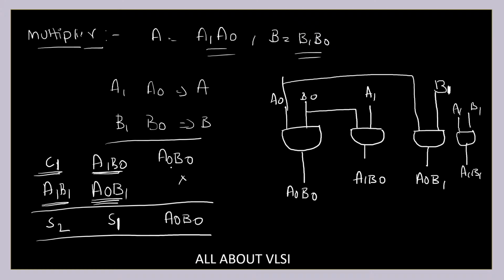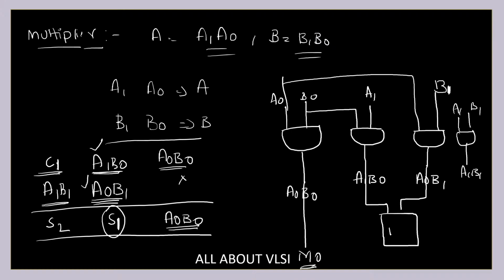Now this product term is given directly to my output, and this is my first term. Let's say this is M0. Now for getting S1, you need to add these two terms. So I take this term and this term and give them to a half adder. This half adder adds these two terms and gives me S1. The C1 generated will be given to a second half adder.